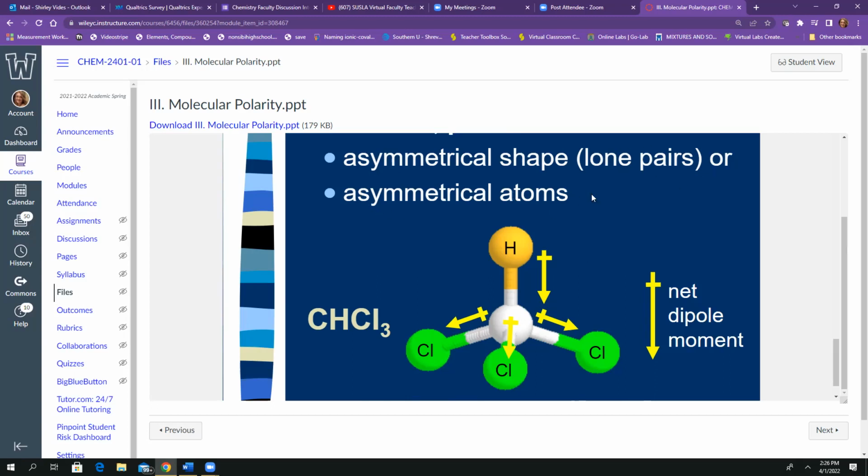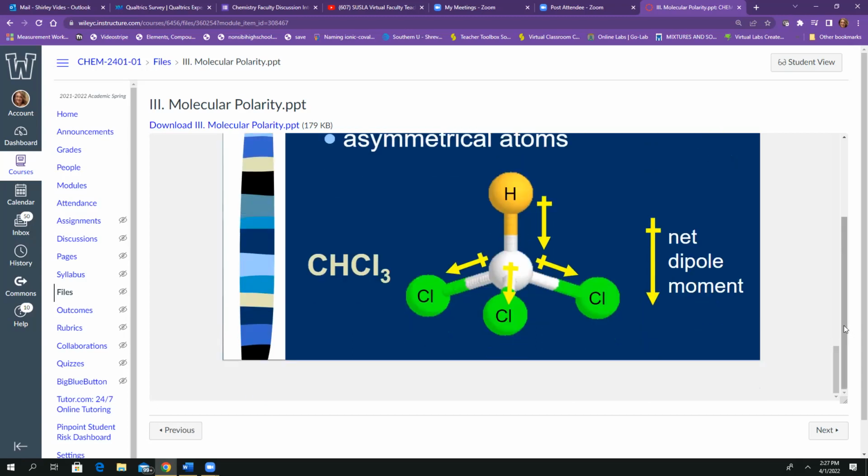And the other one is the asymmetrical atoms, like CHCl3, for example. You have 3 chlorines, but you have 1 hydrogen. So normally, if this had been all chlorines or all hydrogens, this would have canceled. But since it didn't, because one of them is hydrogen and one of them adds to the down pull, the pull down of the hydrogen towards the carbon that's in the middle. The other ones are pulled from the carbon to the chlorine, because chlorine is more electronegative than carbon. All right, so that is how you know when your molecule is polar.